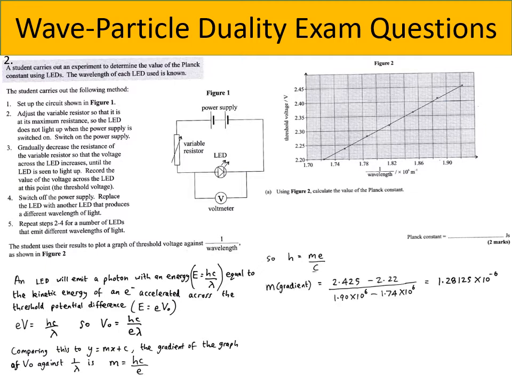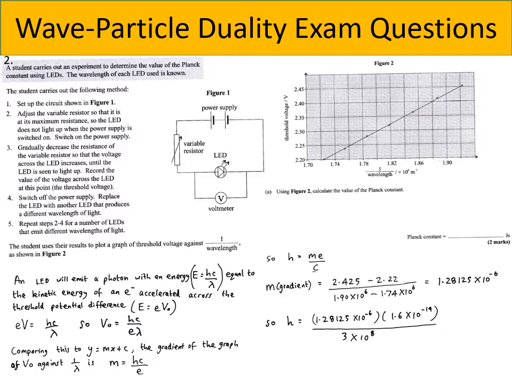So m, the gradient, I've taken some points on the graph, is equal to 2.425 minus 2.22, which is the change in y, divided by the change in x, and I've taken the corresponding points there, so that's 1.9 times 10 to the power 6 minus 1.74 times 10 to the power 6, and I get a value for the gradient of 1.28125 times 10 to the power minus 6.